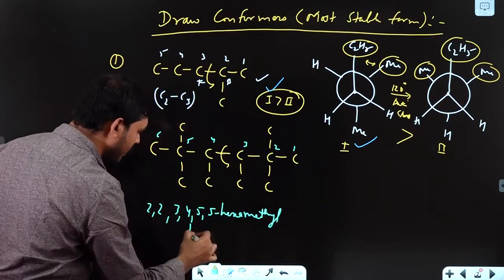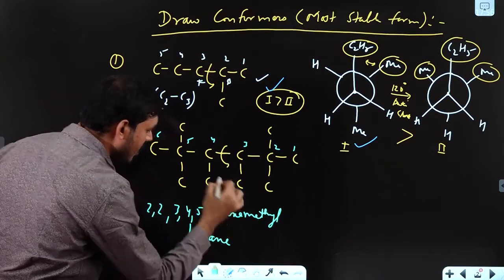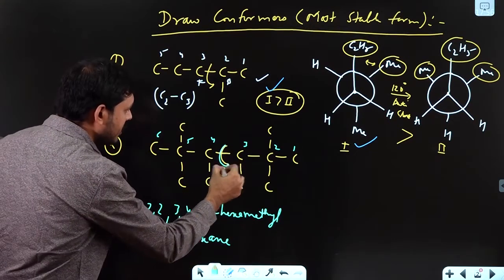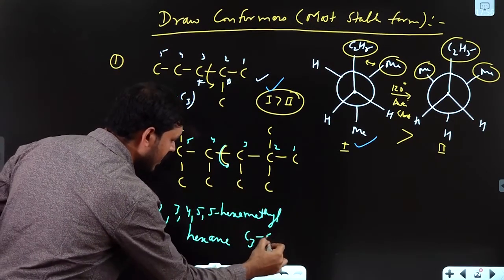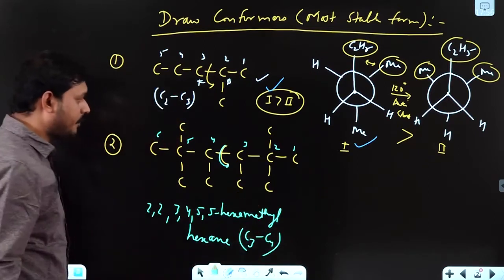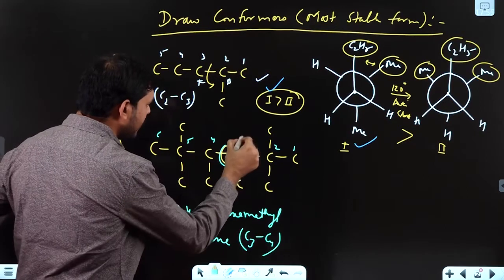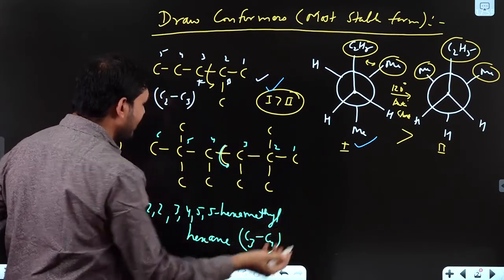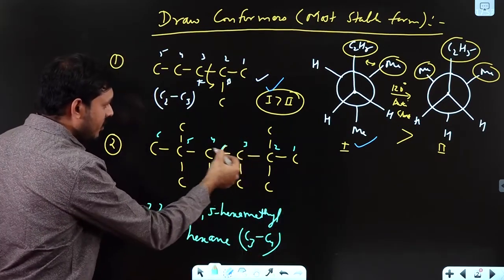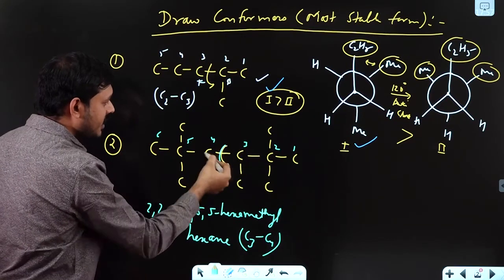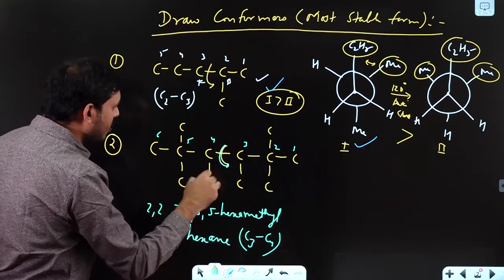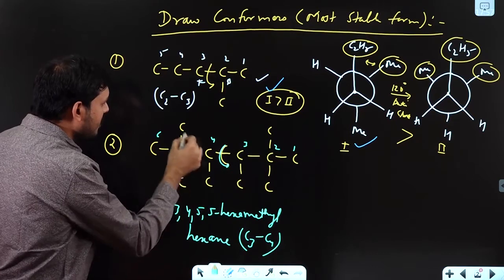hexamethylhexane, and you have been asked to draw across C3-C4. Okay, across C3-C4. Now you have to see, in both 3 and 4, both are having a hydrogen, both are having a methyl, and both are having a tertiary butyl group.